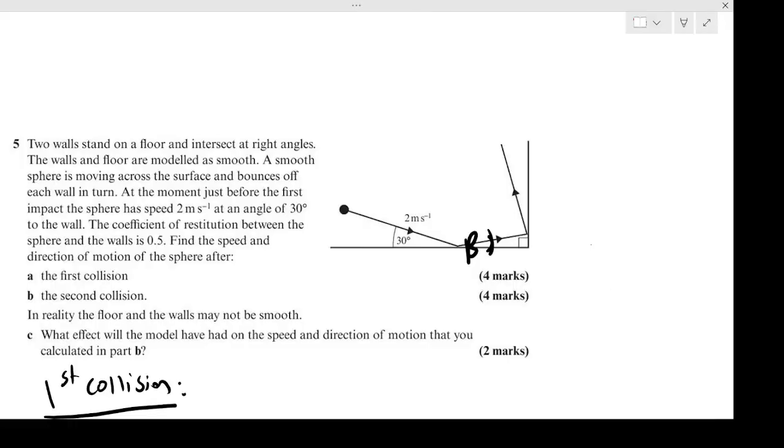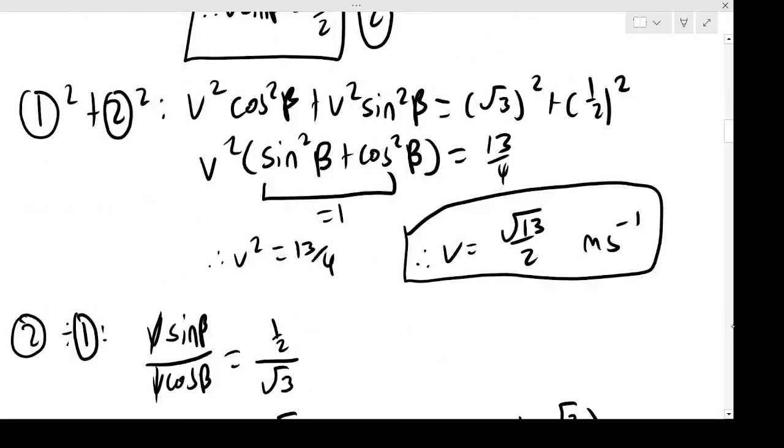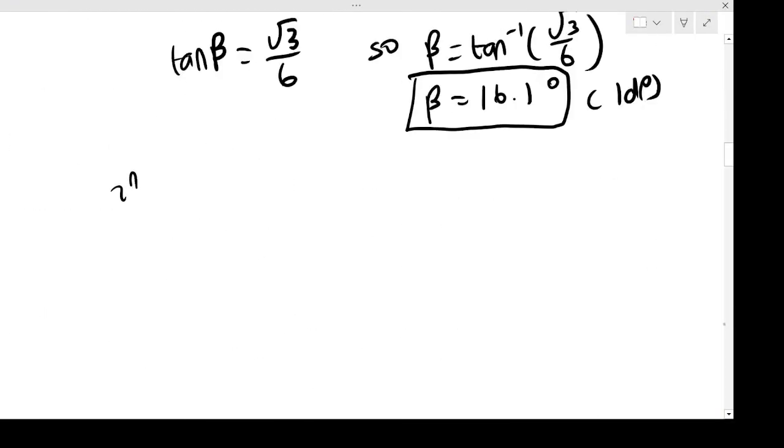Then we need to do the same for the second collision. Now, at the second collision, obviously it's going to then move like this and hit the vertical wall like that. Okay, so we need to consider this part now. Okay, so let's draw that out. Okay, so now let's do the second collision.